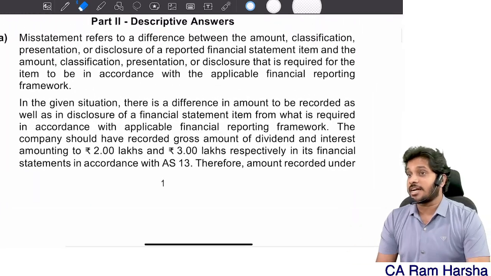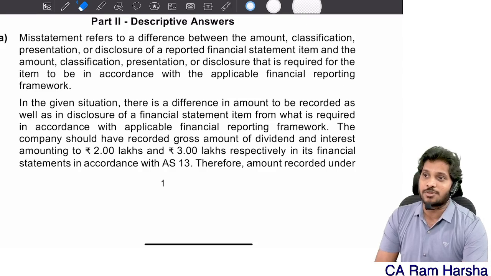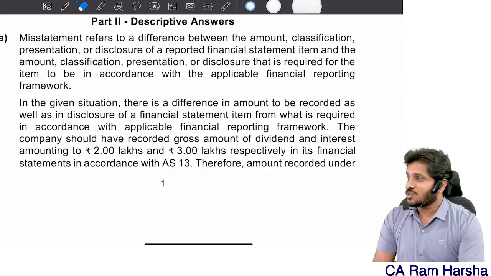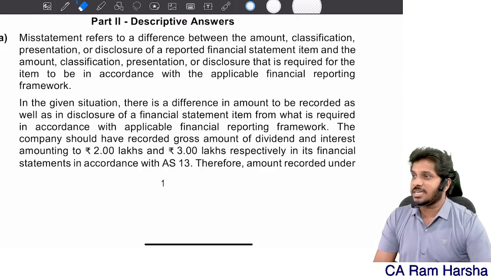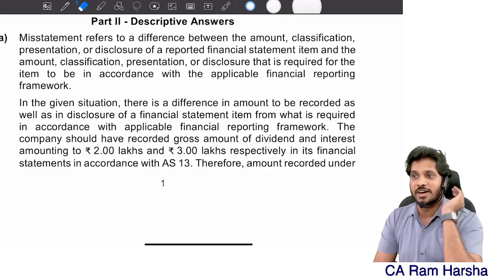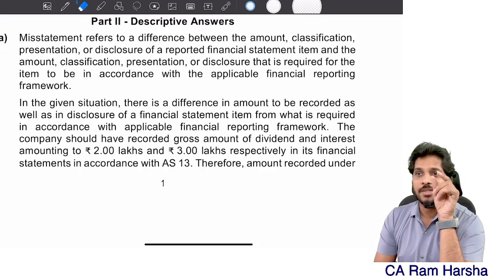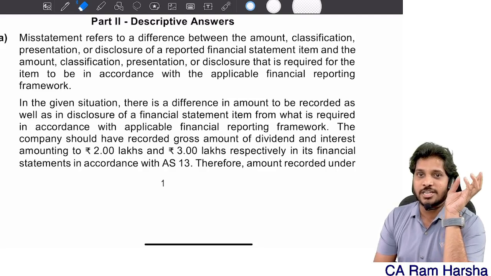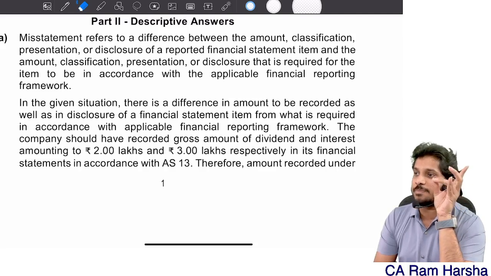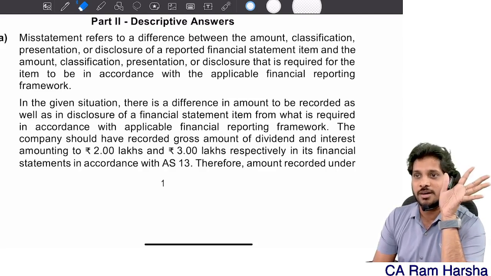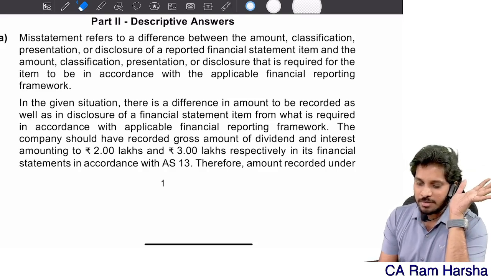Misstatement refers to, first write the misstatement definition. We discussed in the first chapter. It's a difference between the amount, classification, presentation, disclosure as per the reported financial statement item and the amount, classification, presentation, disclosure that is required as per the applicable financial reporting framework. So this is misstatement.